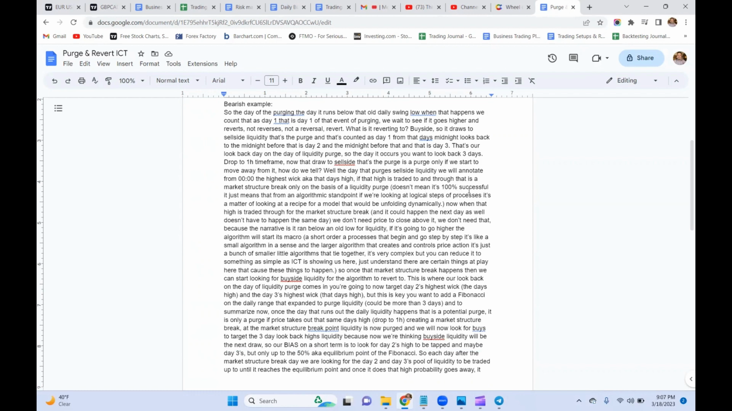Doesn't mean it's 100% successful. It just means that from an algorithmic standpoint, if we're looking at logical steps of processes, it's a matter of looking at a recipe for a model that would be unfolding dynamically. Now, when that low is traded through for the market structure break, and it could happen the next day as well, doesn't have to happen the same day.